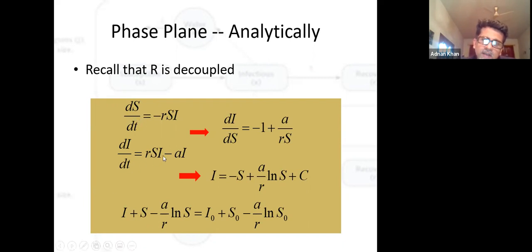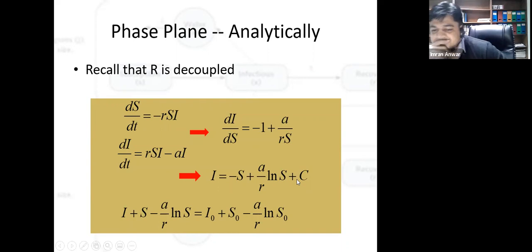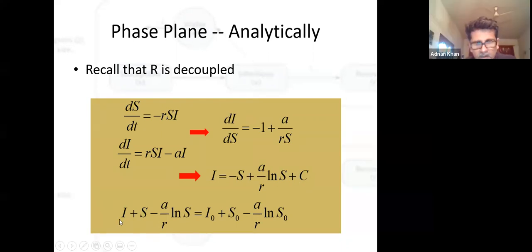dS/dt is this, dI/dt is this. So you can get an equation for dI/dS. Just integrate it and you get an equation for I. Okay.